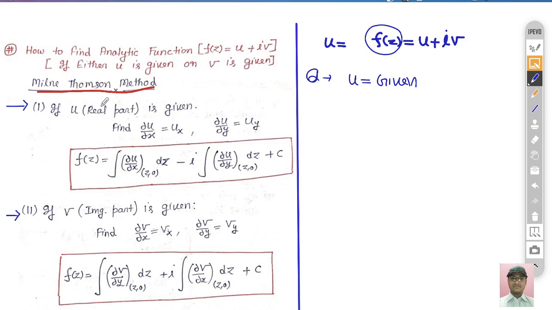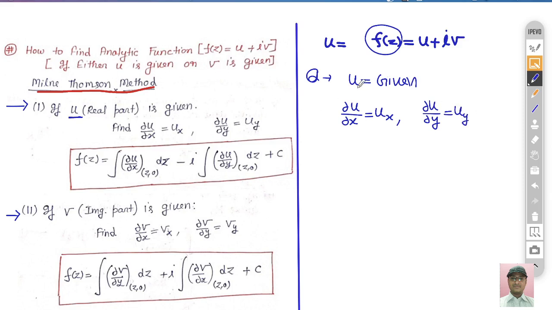So if the real part is given, then what do you have to find out? With the help of the real part you can find out del u by del x. You differentiate this function u with respect to x, right? You will get del u by del x. You can represent this as u suffix x, right? And also you have to find out del u by del y. Del u by del y, you just differentiate this function partially with respect to y, and this is denoted by u suffix y, right?